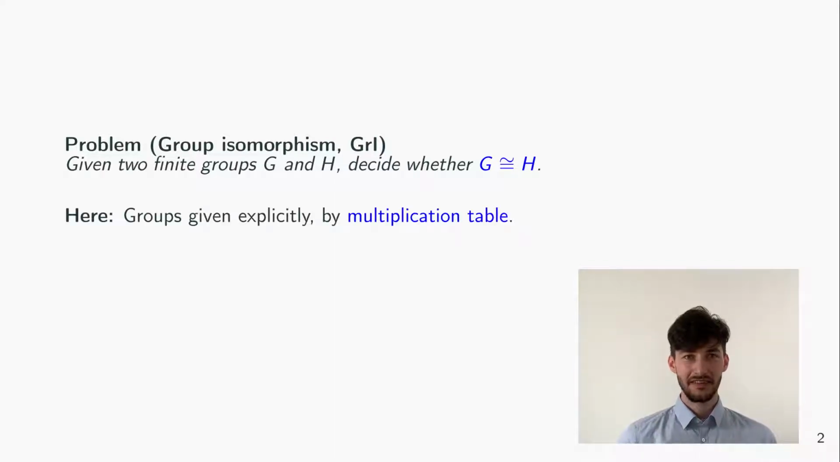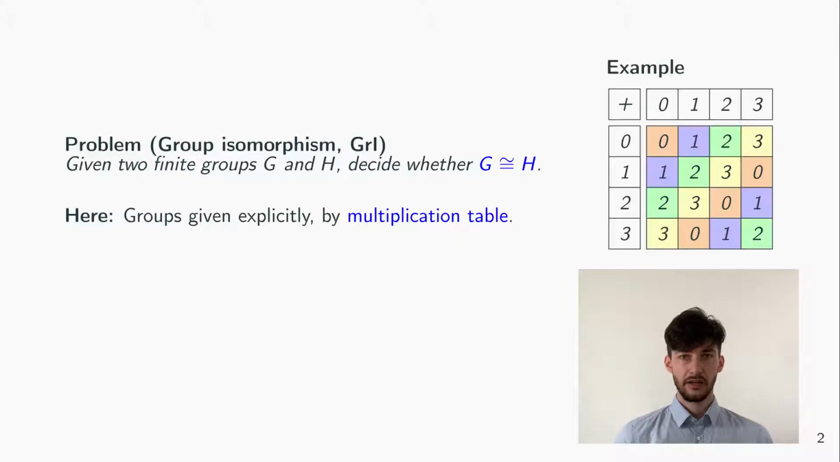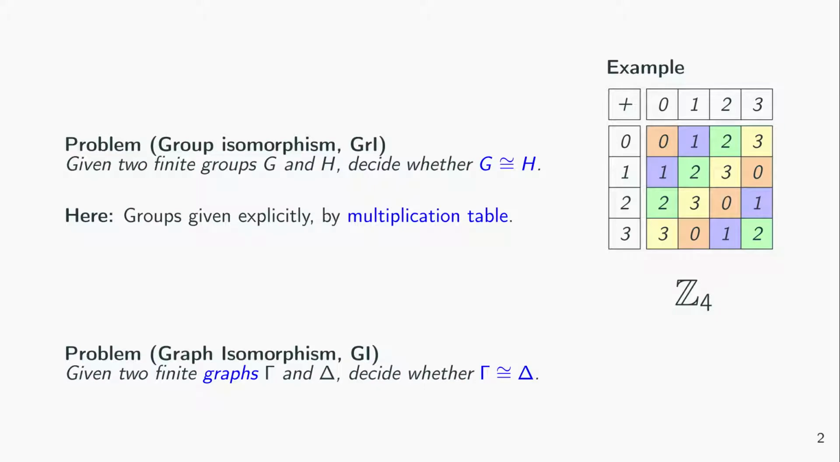In this context, it is always important to specify how exactly the groups are represented. So in this case, this will always be by a multiplication table. Here's an example for integer addition modulo 4, and then the multiplication relation is just spelled out explicitly. And in this form, the problem is closely related to the isomorphism problem of finite graphs, where by graph I usually mean an undirected graph without multiple edges or loops, and we will explore some of these connections in this talk.